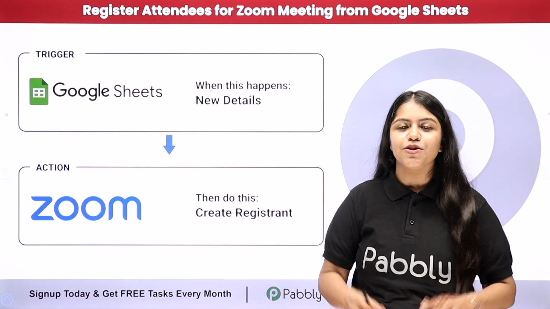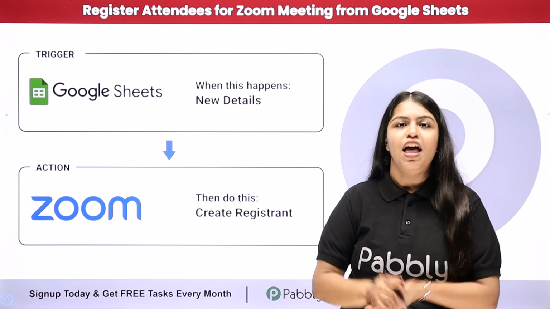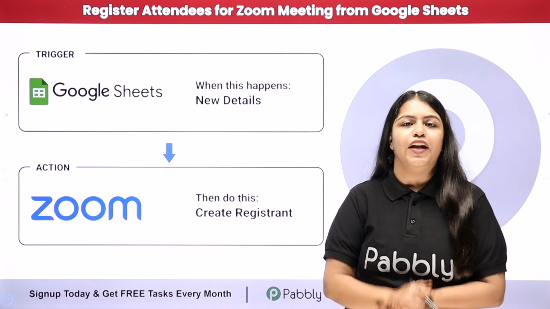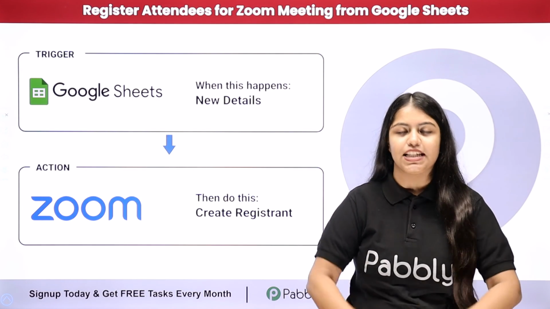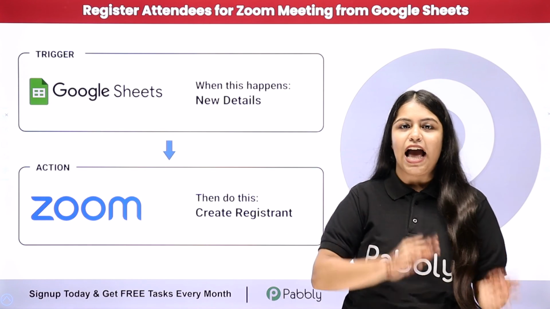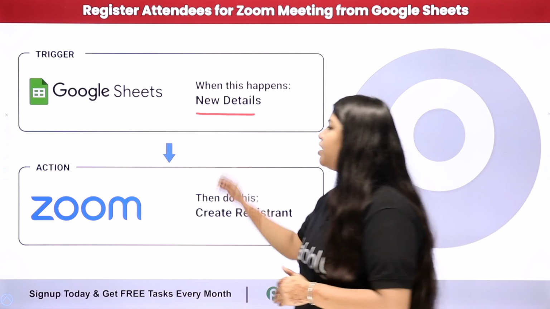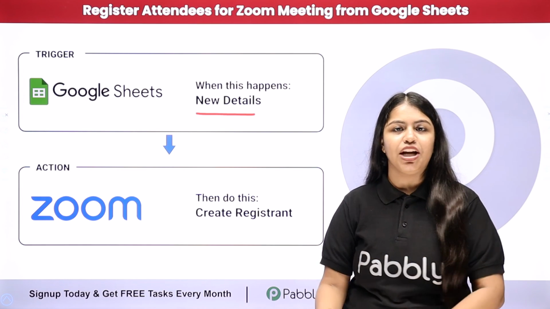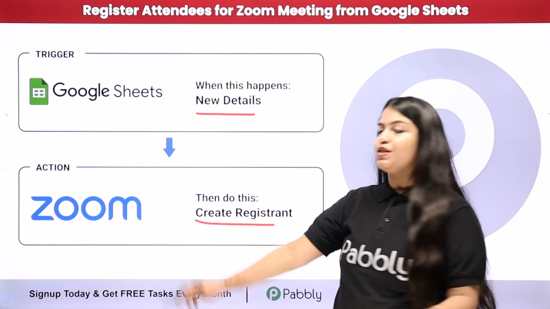Like you, I also regularly conduct meetings using Zoom, and what I've done is, when I take the offline registrations, I use Google Sheets. Now what I want is that as soon as I add the new participant details in Google Sheets, automatically, using the same details, a new registrant should be created in the Zoom meeting too.